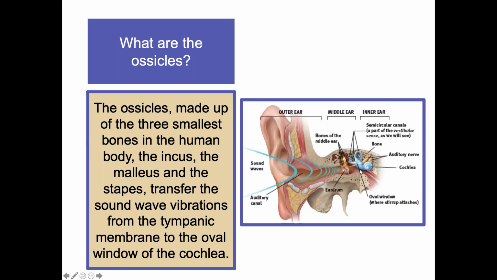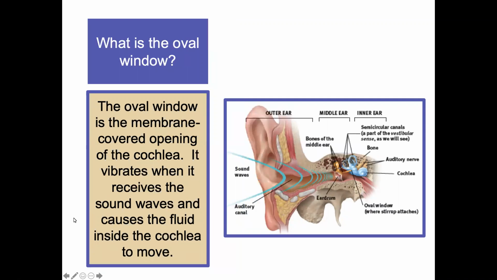So you can see the oval window right there, and then you can see the cochlea. It kind of looks like a little snail right there. So what is the oval window? It's the membrane covered opening of the cochlea. It vibrates when it receives the sound waves and causes the fluid inside the cochlea to move.